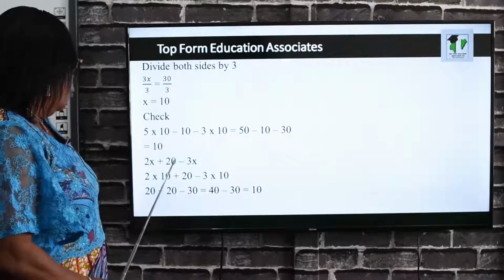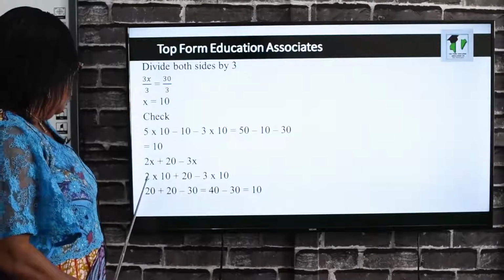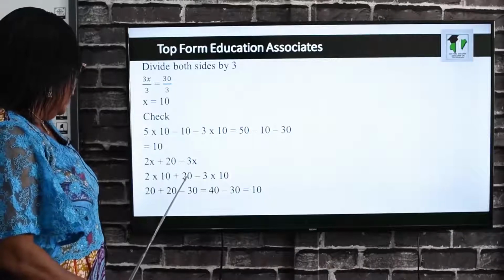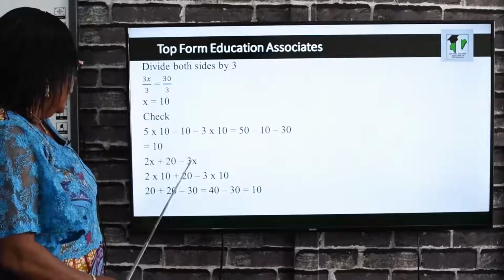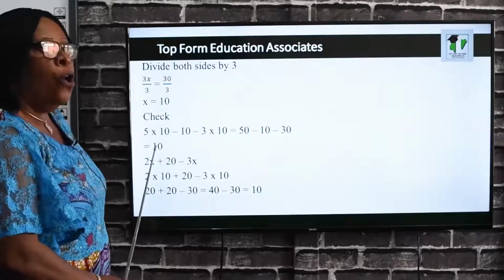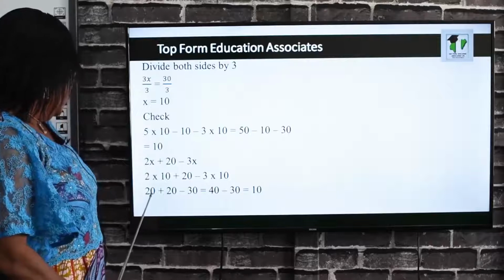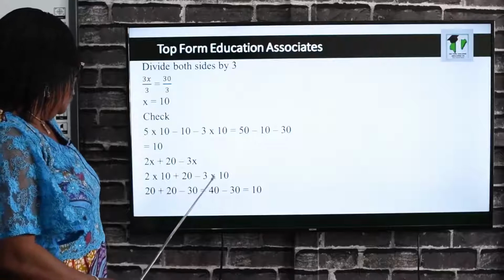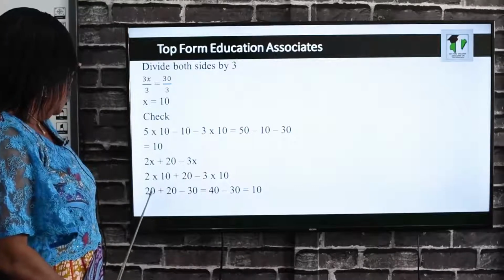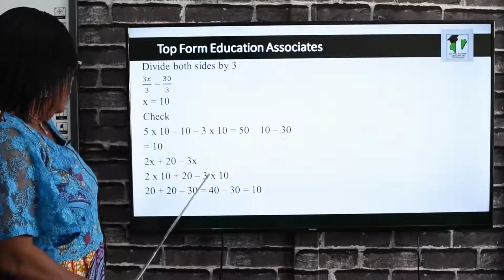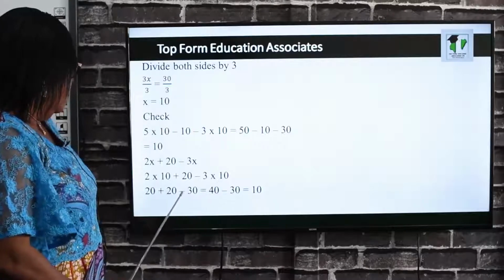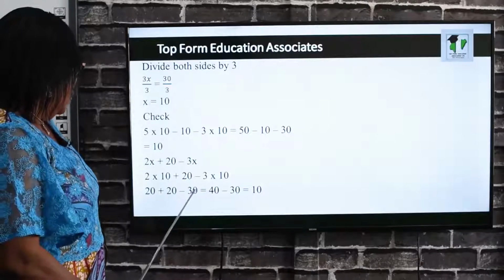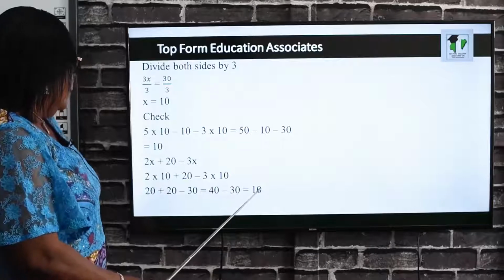So 2x plus 20 minus 3x. 2x is 2 times 10 plus 20 minus 3 times 10, which is the value of x. 20 plus 20 minus 30. 2 times 10 is 20, plus this 20, minus 3 times 10 is minus 30, giving us 20 plus 20 is 40 minus 30, and that gives us 10.